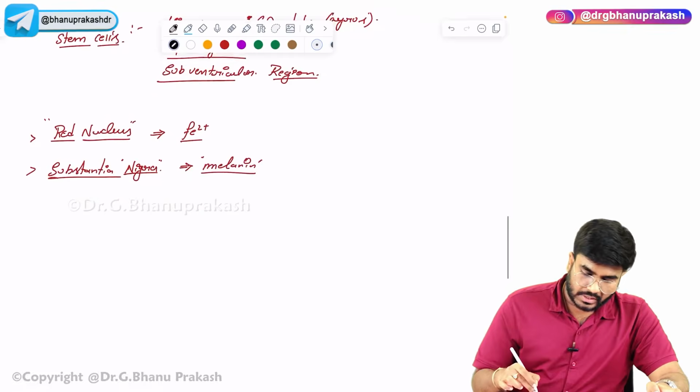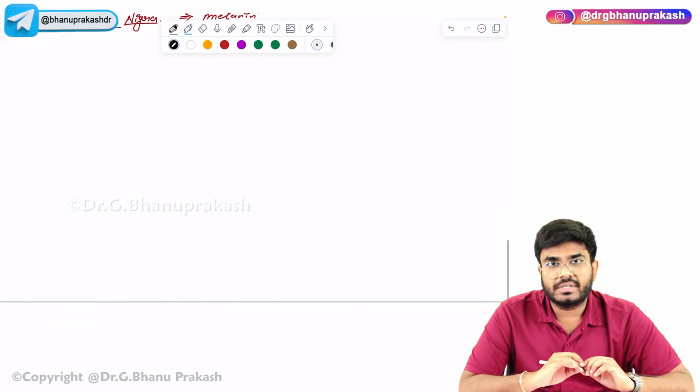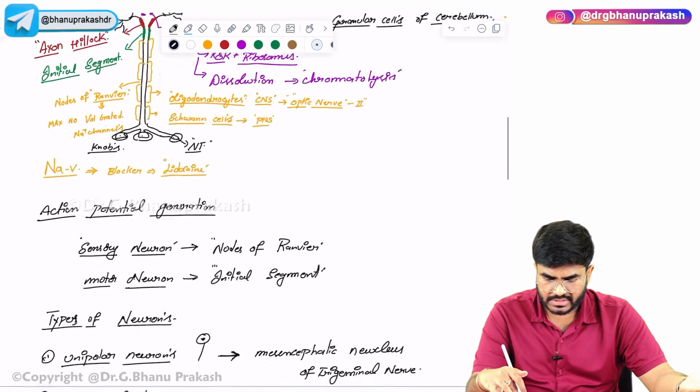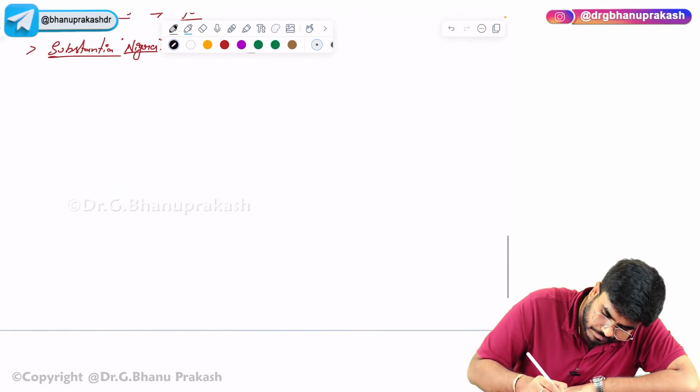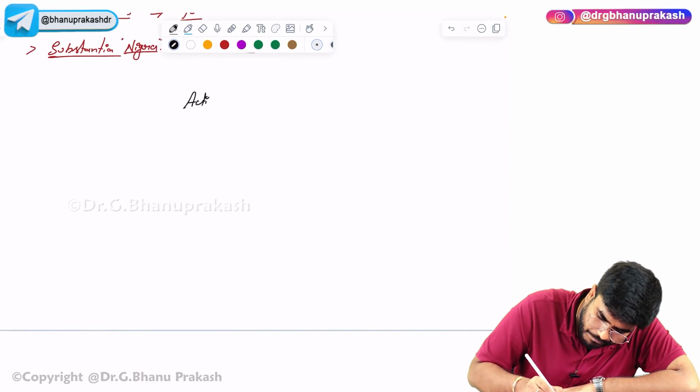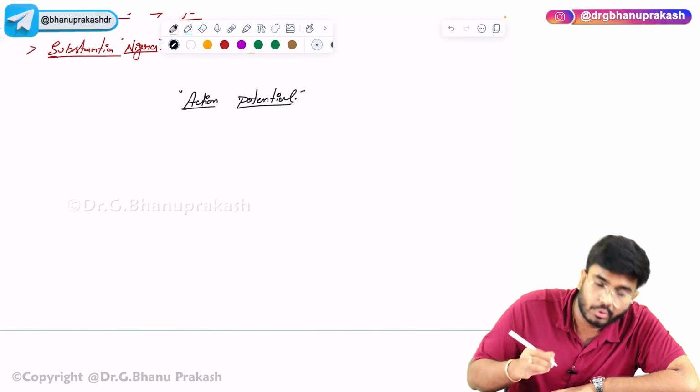Now after this, the important topics. Now we are going to the really important topics. These are all basics. Now, action potential generation in a neuron.